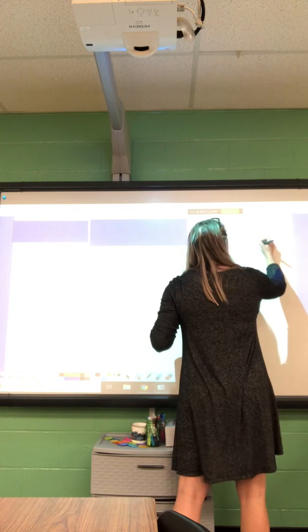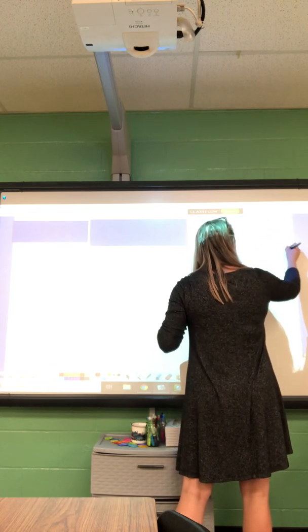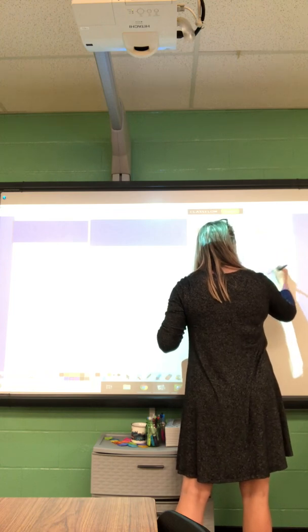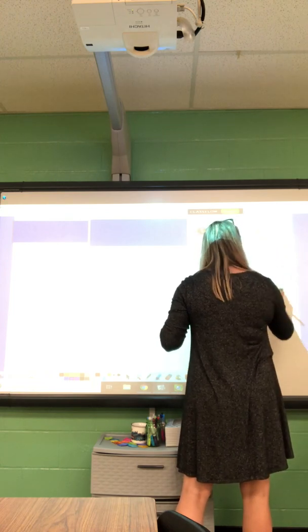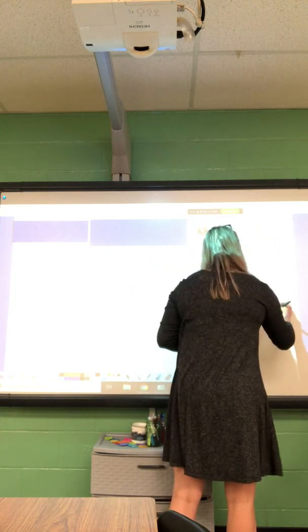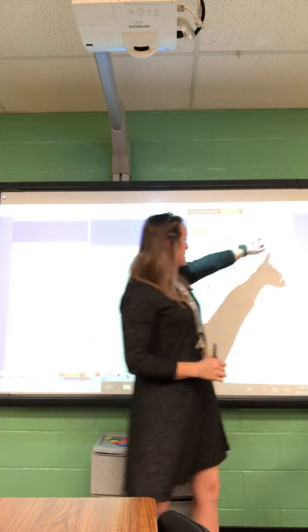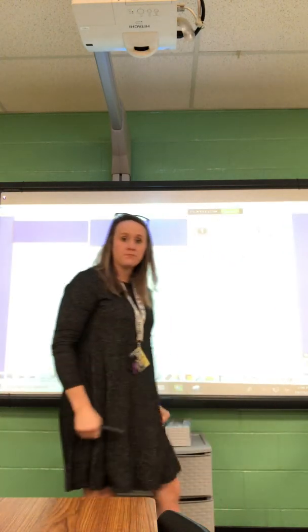So 4 times 4 plus 3. 4 times 4 is 16 plus 3 is 19. So my new fraction is 19 over 4. Make sure you notice that your denominator is staying the same each time. Okay?